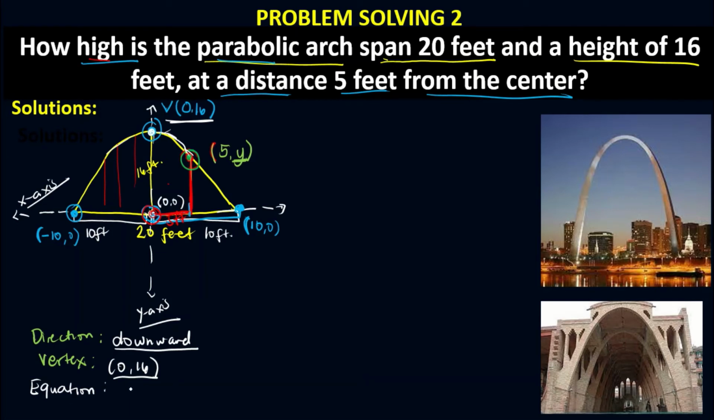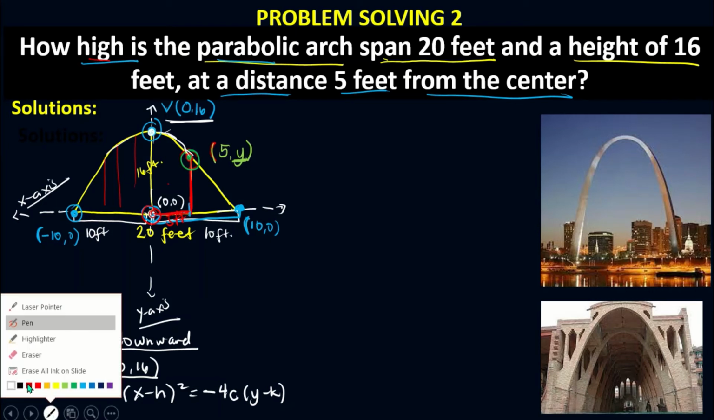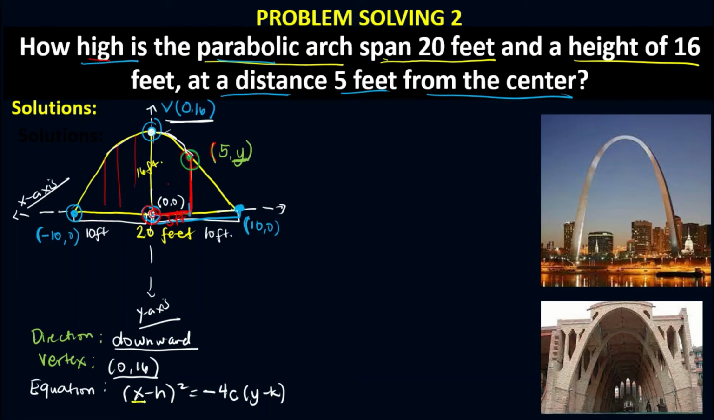Very good. Our answer there is the quantity x minus h squared is equal to, since we open downward, negative 4c times y minus k. So we have obtained the equation. What are the x and y in the equation? When we talk about x and y in our equation, those are the values or coordinates located on our parabola. These points will always satisfy our equation.